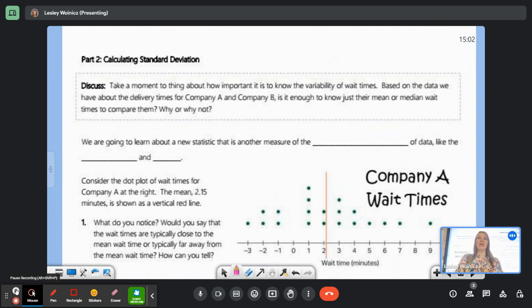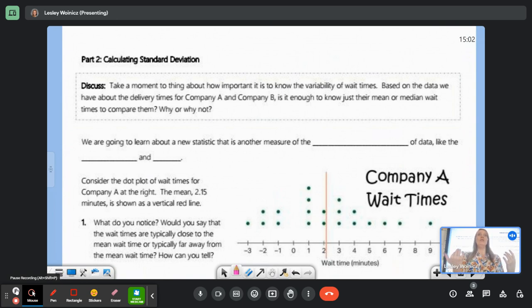So in Algebra 1, we learned 3 measures of central tendency. We've already talked about those in this course: mean, median, and mode. And then also last year in Algebra 1, you talked about 3 measures of spread. The range, okay, that's your max minus your min. Your IQR, that's your third quartile minus your first quartile. And then the last one was standard deviation.